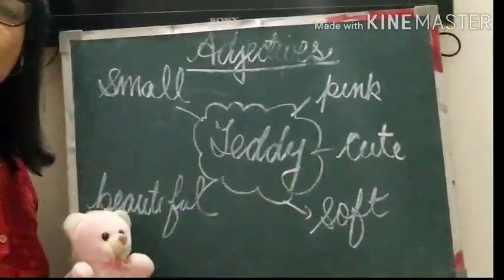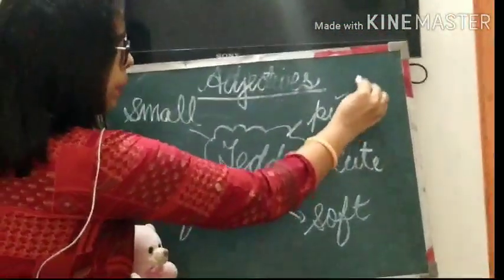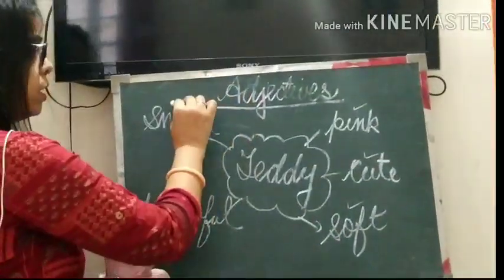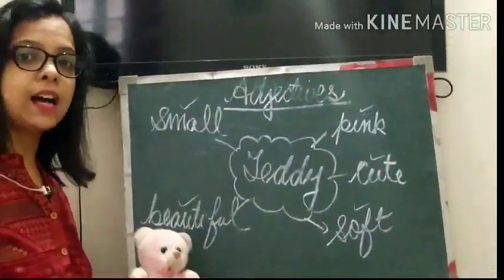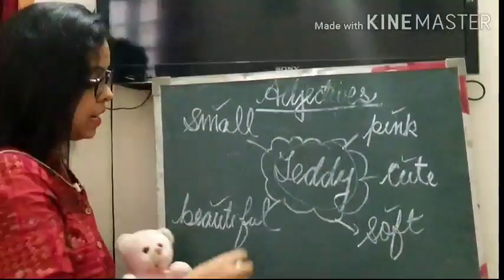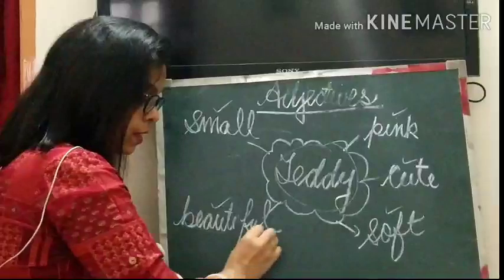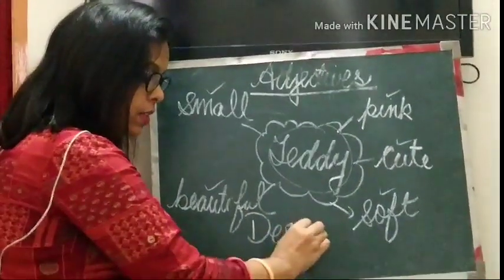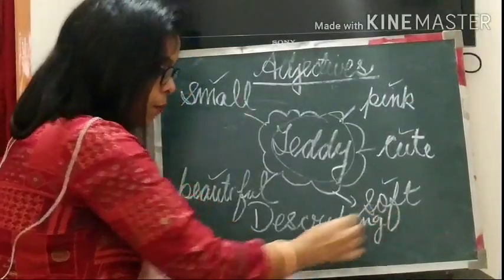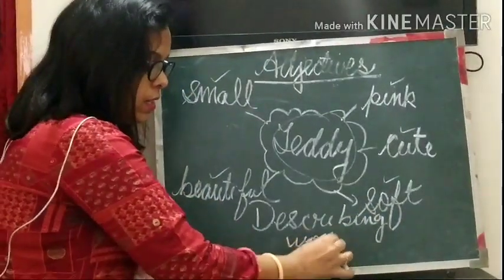So children, all these words like pink, cute, soft, beautiful, small, these all words are describing this teddy. So we can say that these are the describing words.